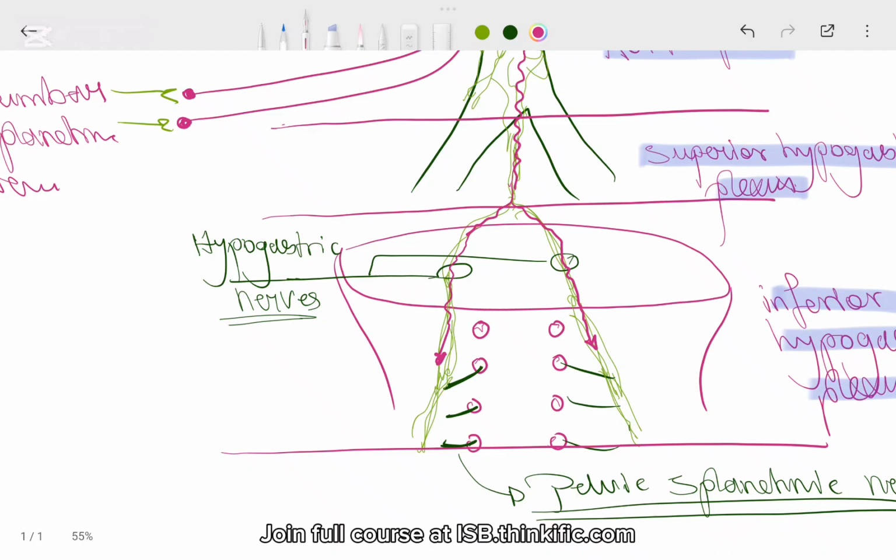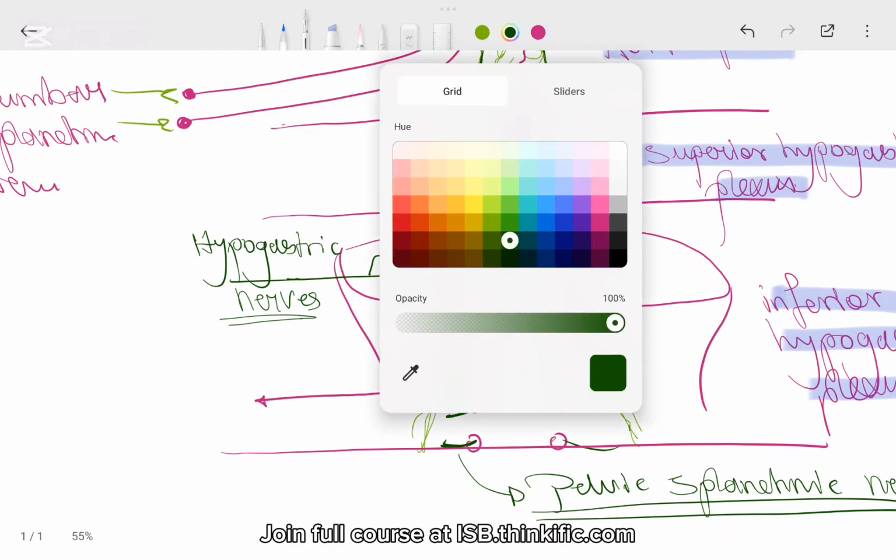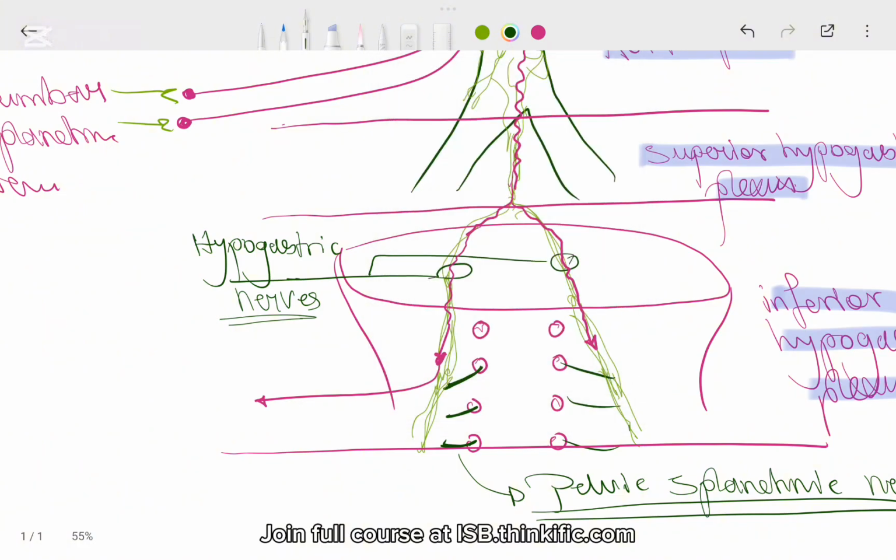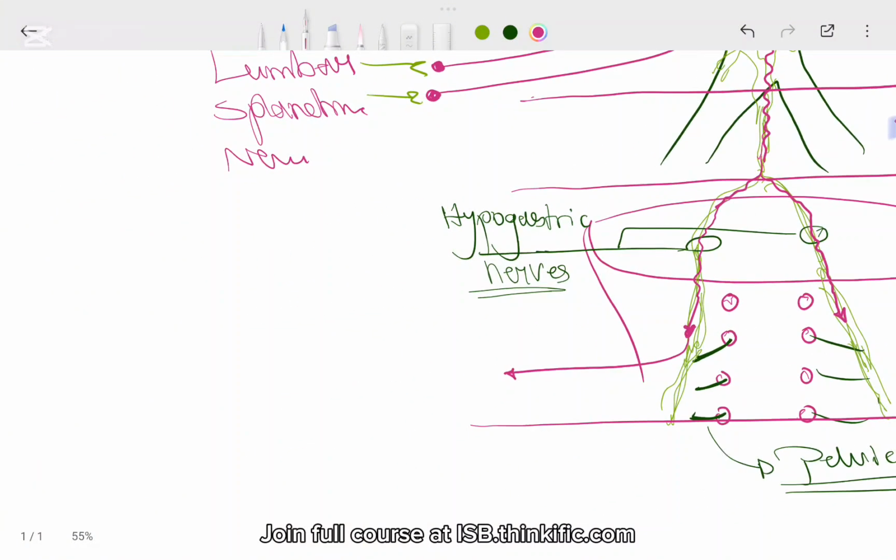And from that inferior hypogastric plexus, some of the fibers will go to some pelvic organs, such as the prostate, such as the seminal vesicles behind the urinary bladder and in front of the rectum, such as the vas deferens and the epididymis.